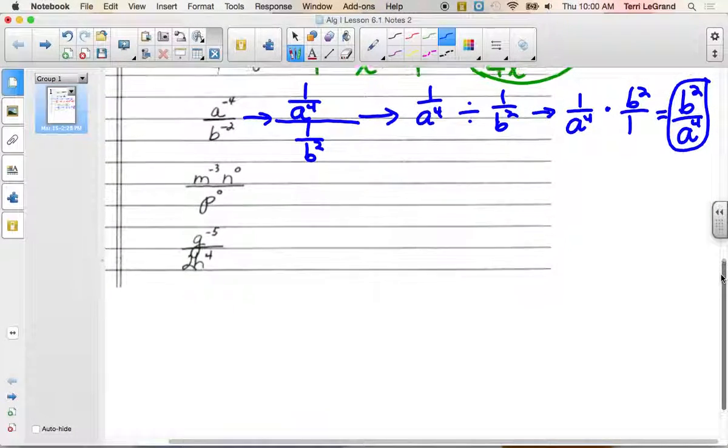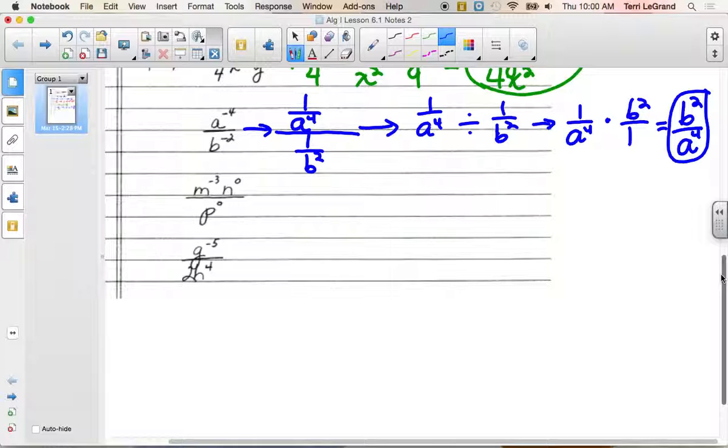Okay, so the next one is a multiplication in the numerator, which makes that a little trickier, doesn't it? And then we have a denominator. So again, we'll just rename anything that needs to be renamed. Does m to the negative 3 need to be renamed? As what? 1 over m to the 3rd.